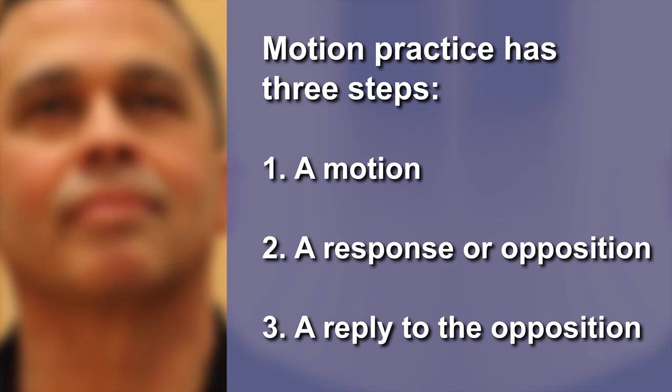The person who is asking for a court order is called the moving party. First, the moving party files a motion with the court asking for something specific. Second, the other side files a response. Third, the moving party can reply to the other side's response. After these three steps are complete, the judge will examine the documents and make a decision.